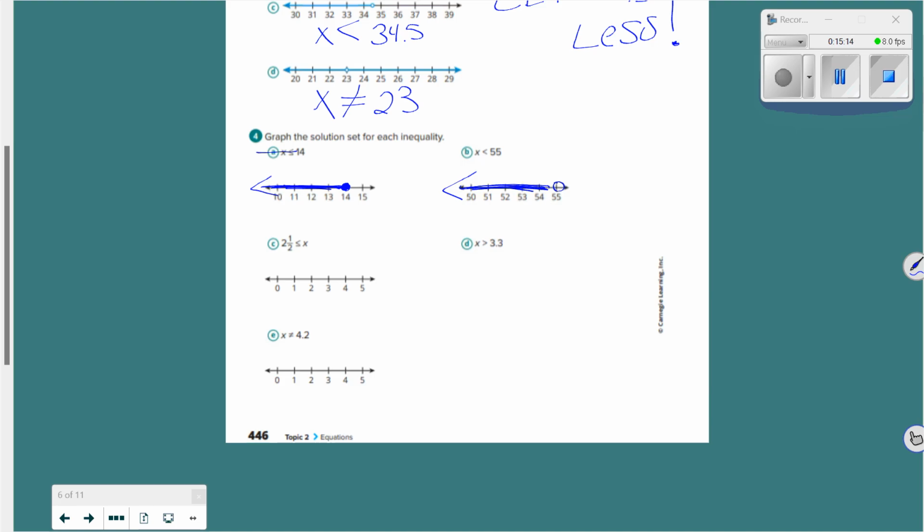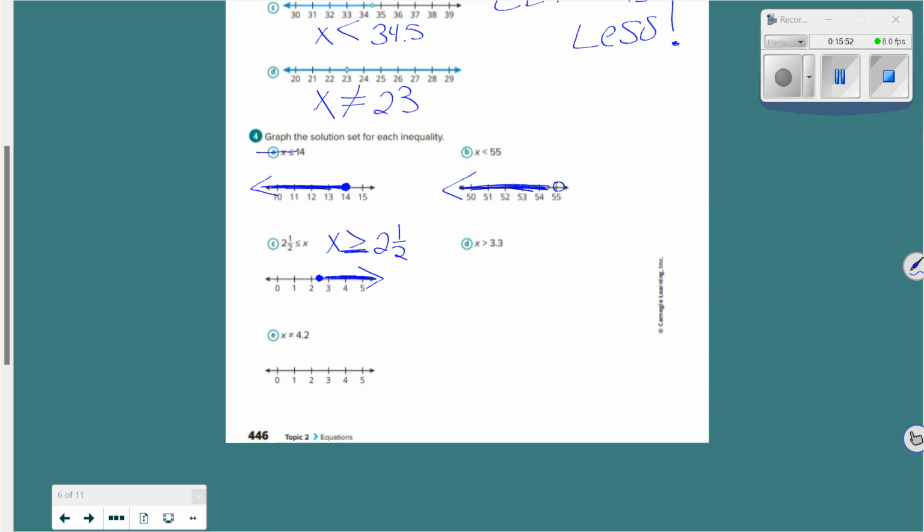C, is it going to be an open circle or a closed circle? Closed. And I am going to rewrite this, I prefer to read it that way. X is what? Then 2.5. So it is a closed circle because it has that line. It can equal 2.5. Sorry, I put it in the wrong place. And our greater than sign is pointing us to the right.